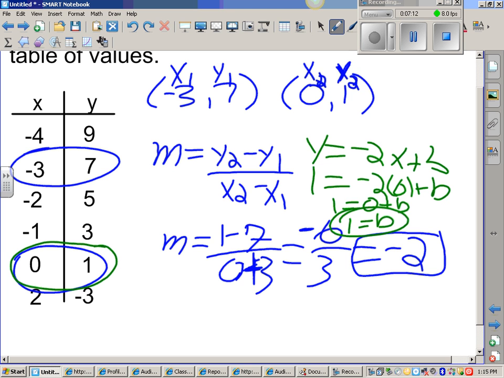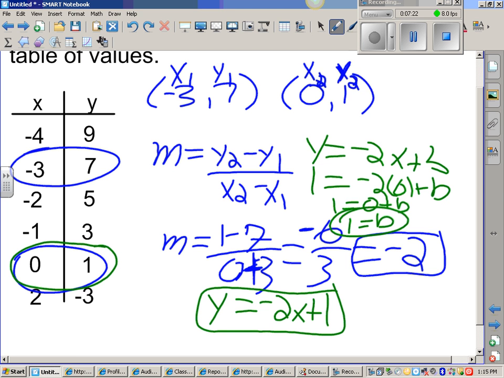So now how do we make our line? What's our final answer? y equals -2x plus 1. What's the slope of that equation? -2. What's the y-intercept? 1. Does this line go up or down? Down, because the slope is negative. Nice.